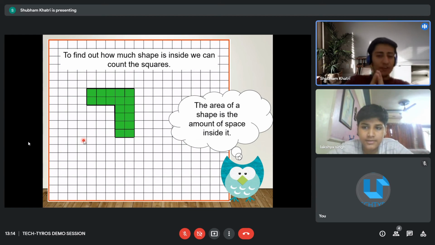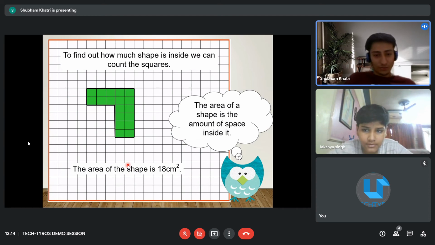Let's see if your counting is right or not. If it is 18 centimeter square, the area is 18, then you are an amazing counter. You're doing so great. Let's see. Yes, you are absolutely right. You counted it so well. You are learning so fast, Lakshya.